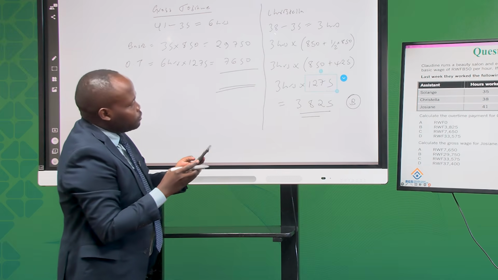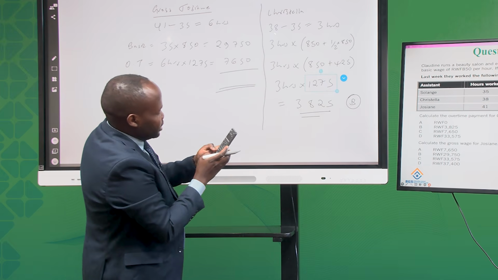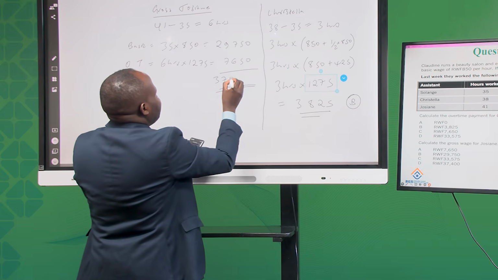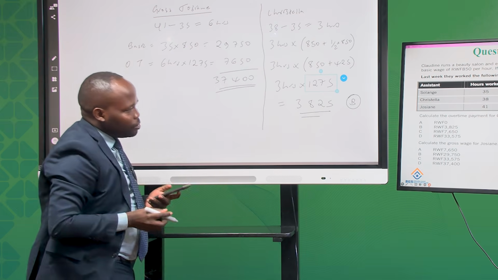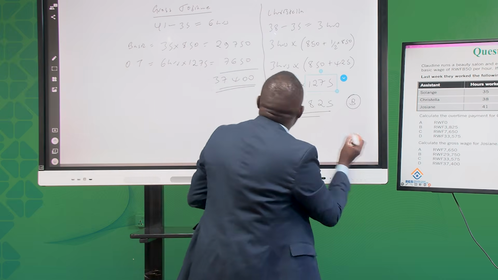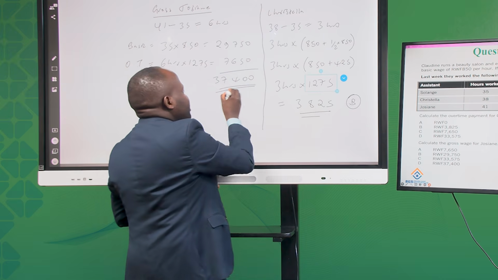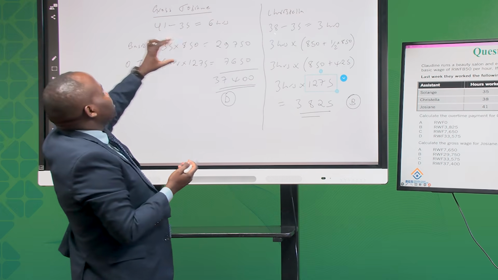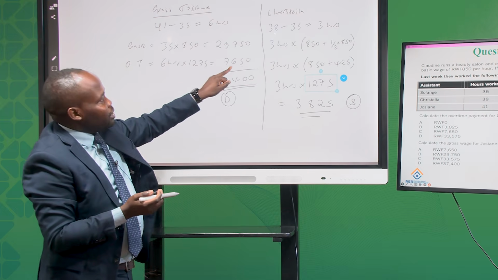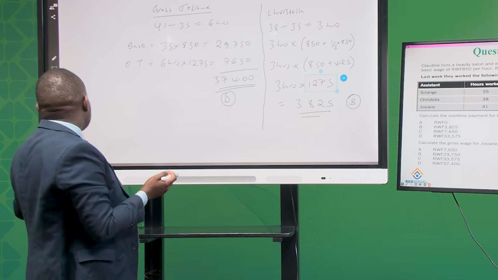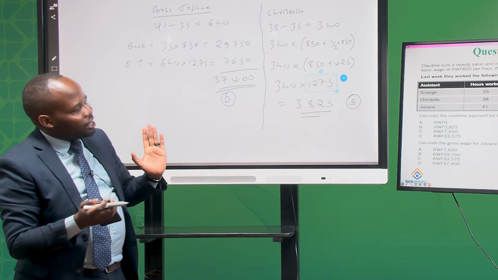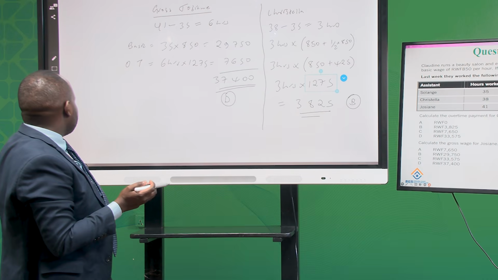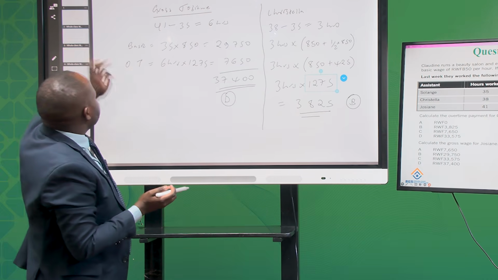So what is the total wage of Josiane? It is 7650 plus 29,750. So that gives us 37,400. Do we have 37,400? Yes. The correct answer is D. So D is our gross. Remember, the basic is 29,750. The overtime is 7650. So when you add the two, it gives you the gross wage, which is 37,400, which is option D. The next question.